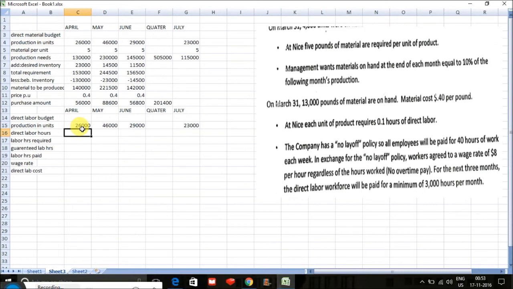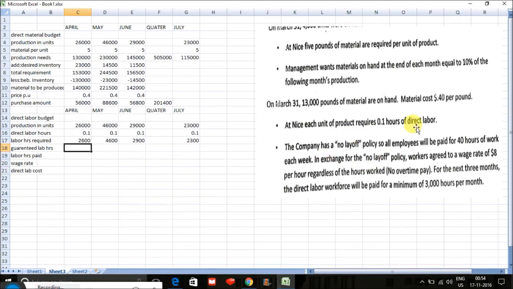The direct labor hours rate is 0.1. By multiplying it by 0.1, we will get the exact number of labor hours required for that particular month. That is 26,000 into 0.1 will give us 2,600 labor hours. For the month of May, it will be 4,600 labor hours. For the month of June, it will be 2,900 labor hours. And for the month of July, it will be 2,300 labor hours.